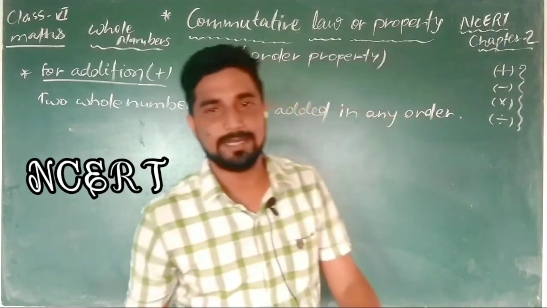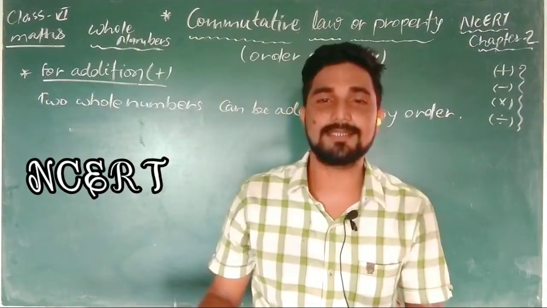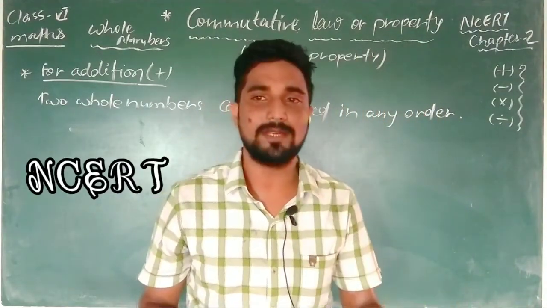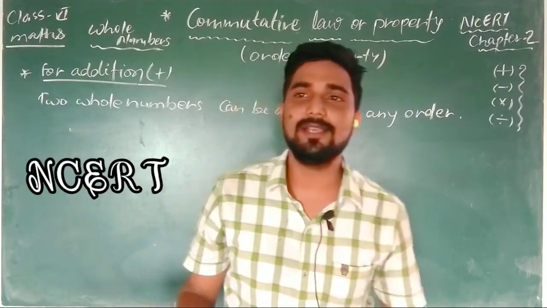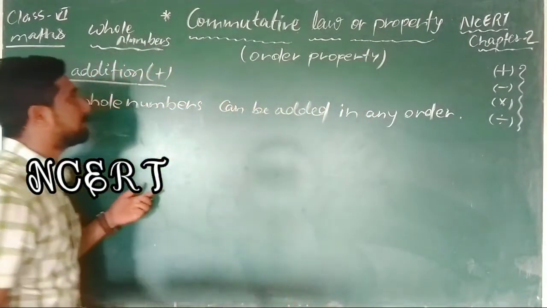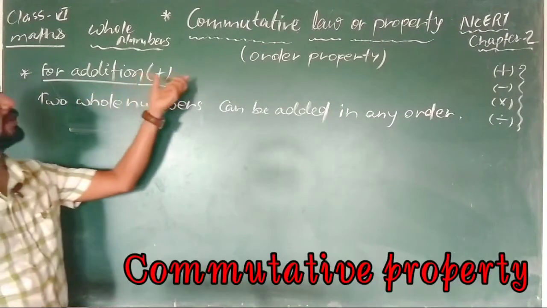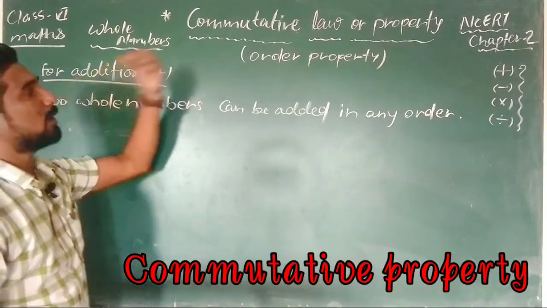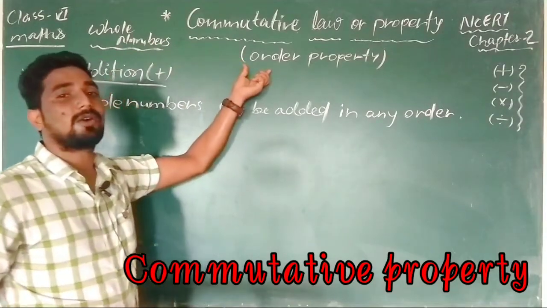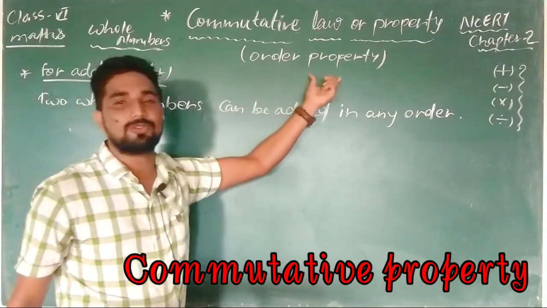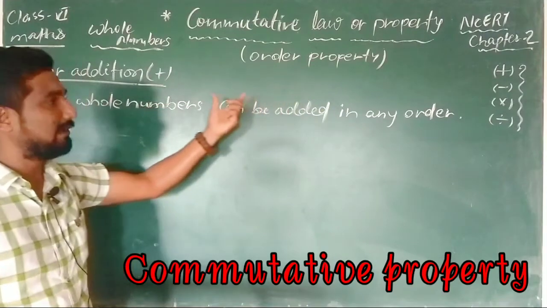Already one video is made, in which one of the properties was discussed, and the name of that property is closure property. If you have not seen it, you can see it. And this is another property. I just told you the name in the beginning, that is commutative law or property. This property can also be called the order property. Why it is called the order property, I will tell you.